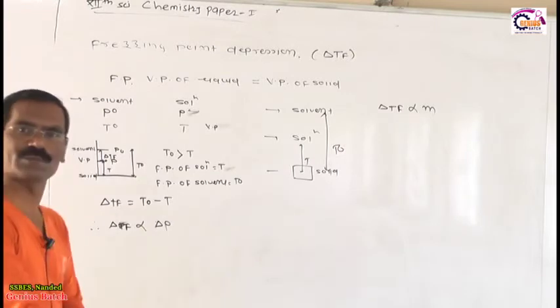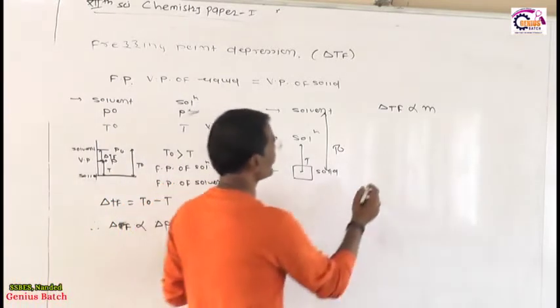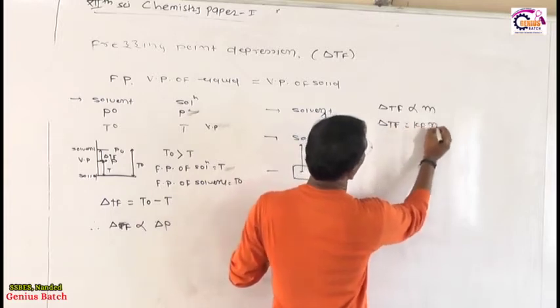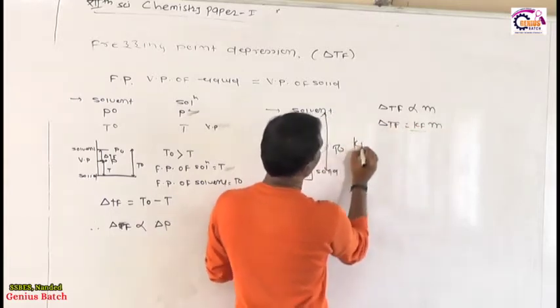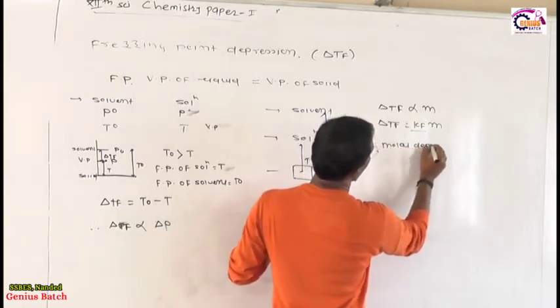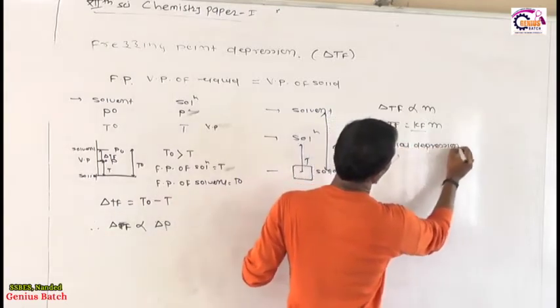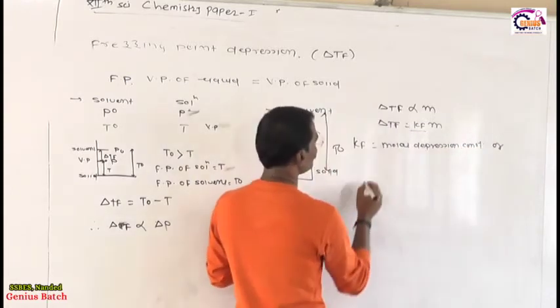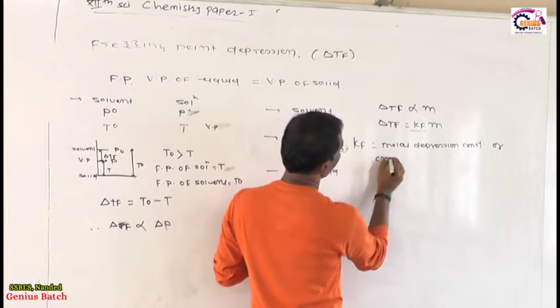Delta TF is directly proportional to M. So now, my friends, this becomes delta TF is equal to Kf into M. So what is the meaning of Kf? Kf is nothing but the molal depression constant.